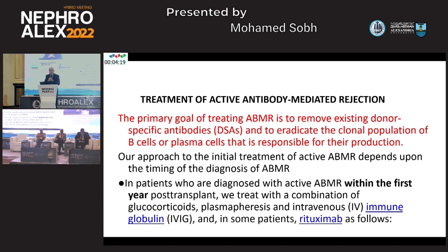Our approach to the initial treatment of active antibody-mediated rejection: in patients who are diagnosed with antibody-mediated rejection within the first year post-transplantation, we treat with a combination of glucocorticoid plus plasmapheresis plus IVIG. And in some patients with peritubular capillaritis, we may give rituximab. So these are the treatments to be given.